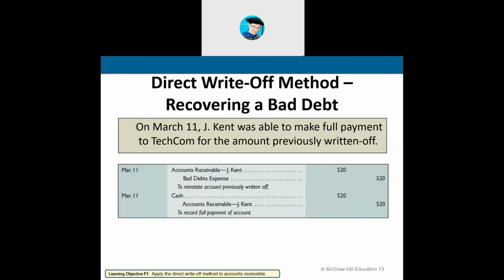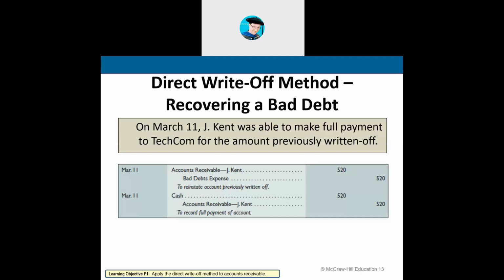Appreciate you. I already wrote it off, but now I'm going to reverse that entry. To reverse it, it's called reinstating it. So I debit Jay Kent's account receivable, $520, and I credit bad debt expense. To reduce an expense, we credit the expense. So debit $520 to increase his account receivable back up to what it was before. And we credit bad debt expense to reduce the bad debt expense account by that amount. Basically, this is a reversing entry from the previous entry.